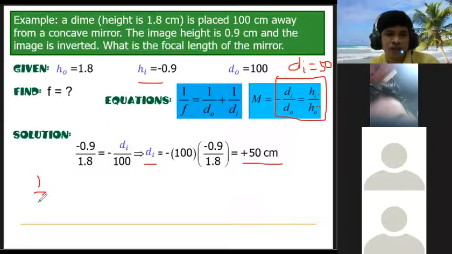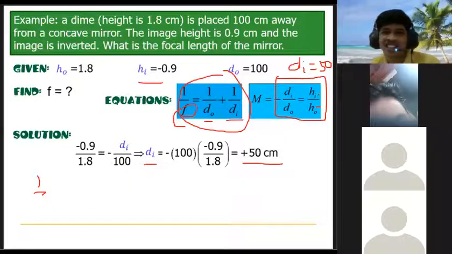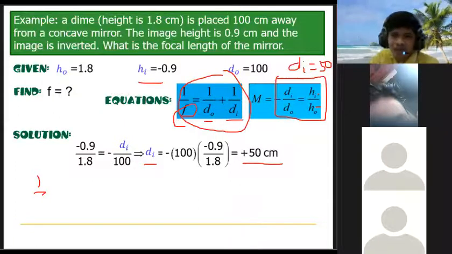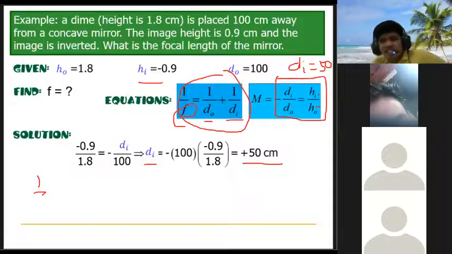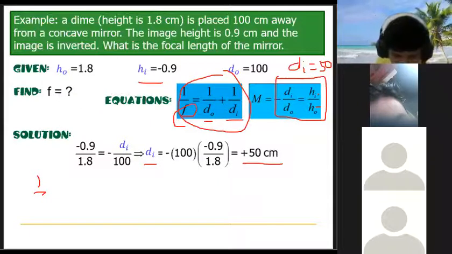1 over F, I use this formula. DO is 100 and DI is 50. Solve for F. Teacher, 33.33? I'm not sure. How about the other students? There is one answer here, from Noina. Just message it to me, not to everyone, Noina. Your classmates can see it. Oh, no other answer? Only Noina. Okay, only Noina gets 5 points for today.